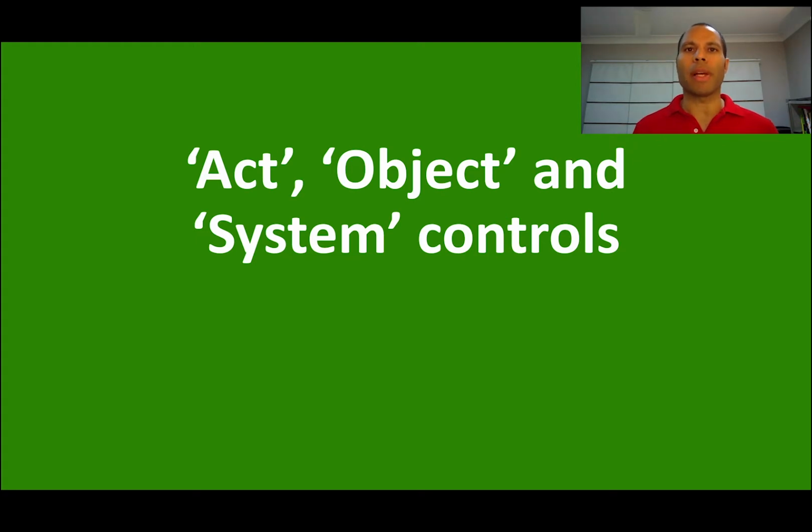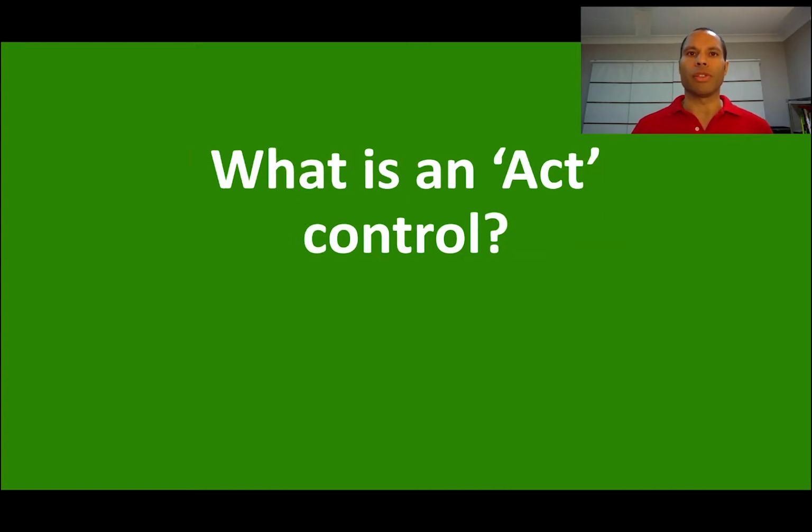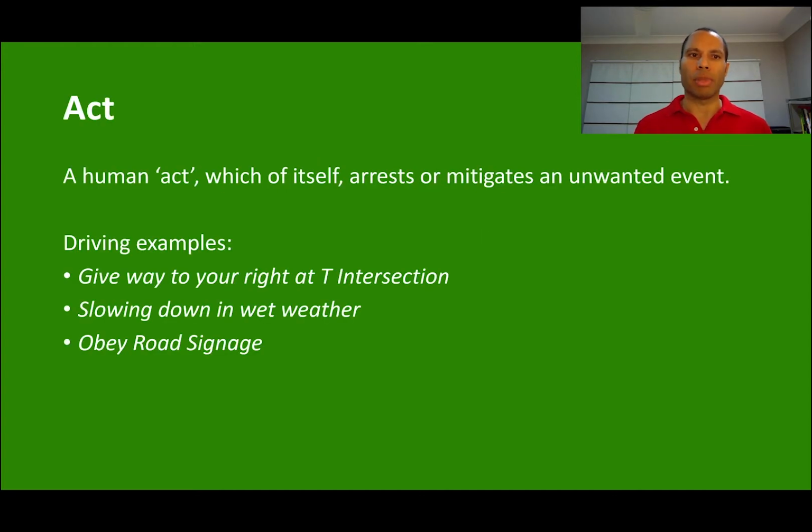So let's dive deeper into act, object, and system controls. And this is a follow-up video to one I've done previously, which covered the broad definition or new definition of a control. So in respect to acts, what are they in particular? They're a human act, so a behavior, which of themselves arrest or mitigate the unwanted event. And in the driving example, you can see some listed here.